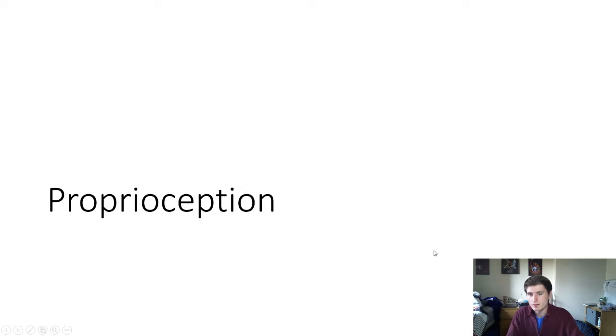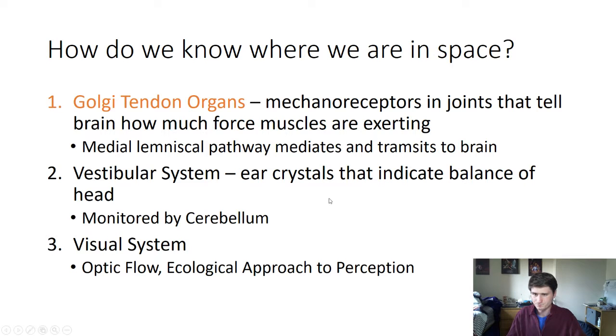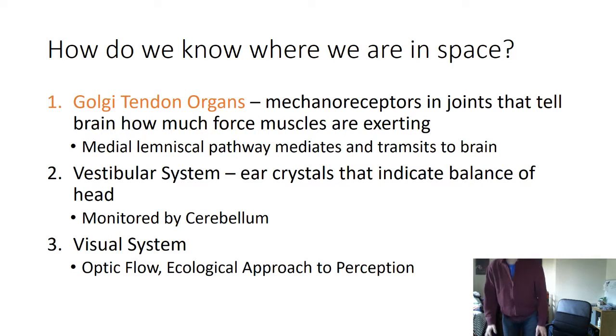Proprioception is also a topic in this. I think it's only one slide long, so we'll talk about it in this video. Proprioception tells us where we are in space. So we use Golgi tendon organs, which are mechanoreceptors in the joints that tell the brain how much pressure they're exerting, or how much force the muscles are exerting. And this travels through the medial lemniscal pathway. Those basically tell us how much force is being exerted on my joints. They kind of tell our body where it is in regards to itself. So you can think of Golgi tendon organs as body in regards to itself.